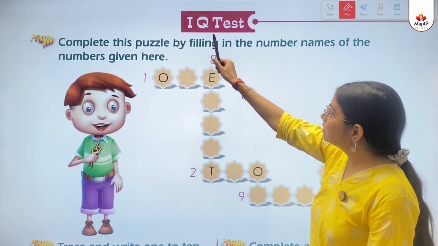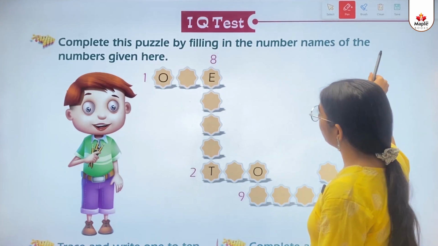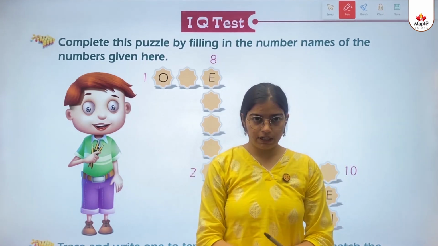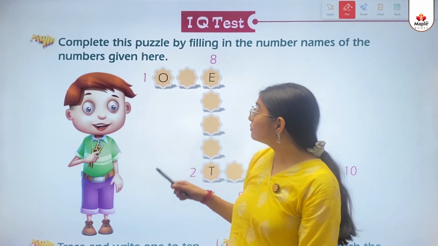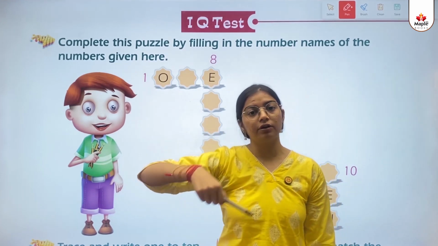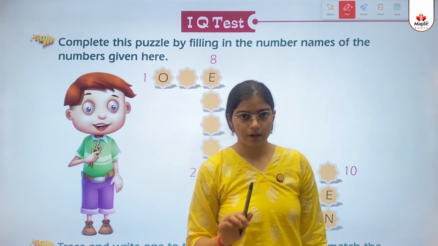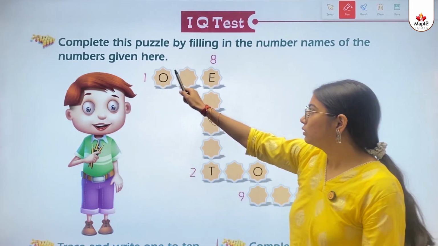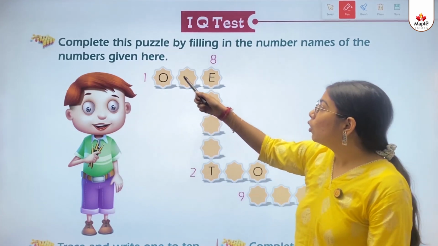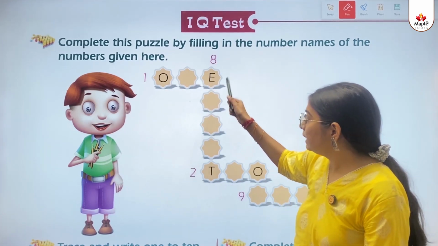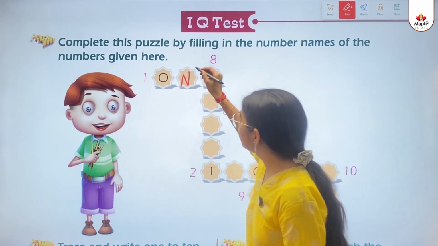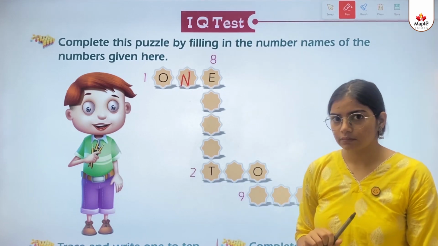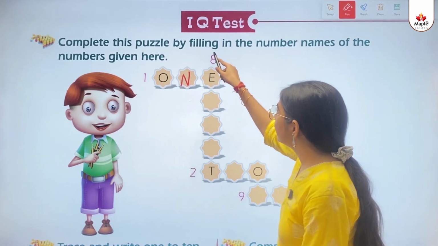IQ test. Complete this puzzle by filling in the number names of the numbers given here. So kids, in this exercise, we need to complete this puzzle. We have been given some numbers here and we need to write the names. Got it? So, what is written here? 1. So, what is the number name? O N E. So, we will write here N. 1. O N E, 1.